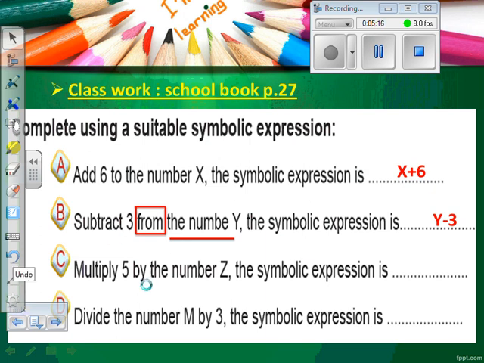Letter C. Multiply 5 by the number z. The symbolic expression is 5z. As we said before, the multiplication sign is invisible. Excellent. Divide the number m by 3. The symbolic expression is m over 3, or can I write it like m divided by 3? Yeah.